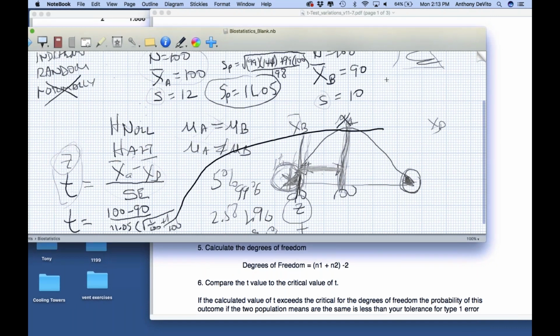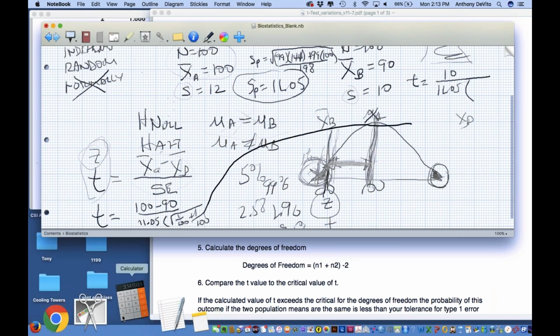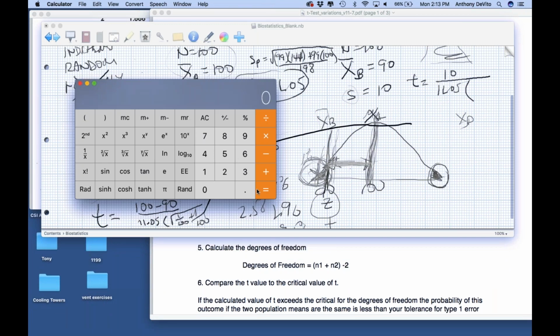So t is going to be equal to 10, the difference between the two means, divided by 11.05 times the square root of 0.02. And the square root of 0.02 came out to be, I forgot. Okay, the square root of 0.02 is 0.01414.